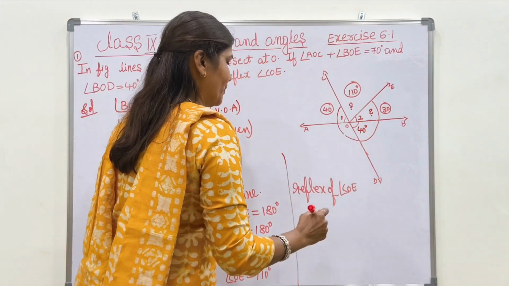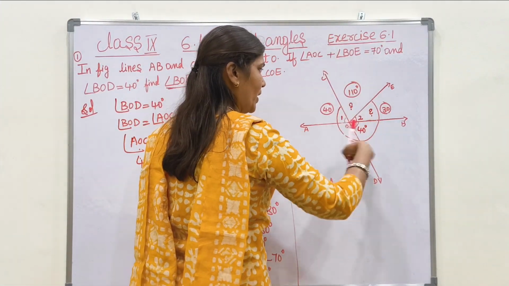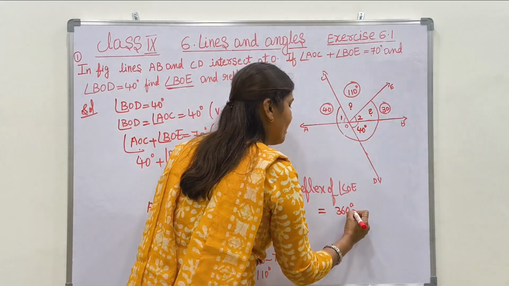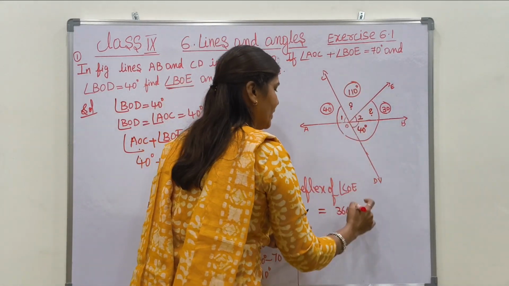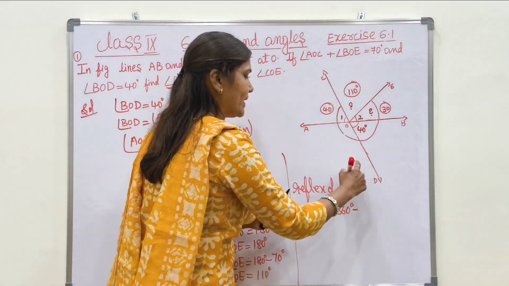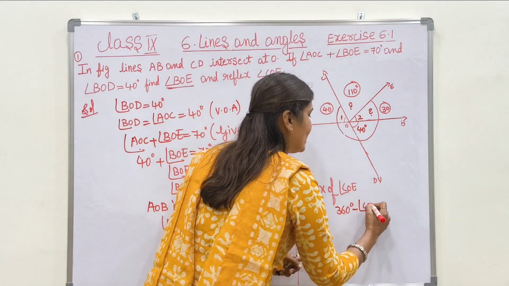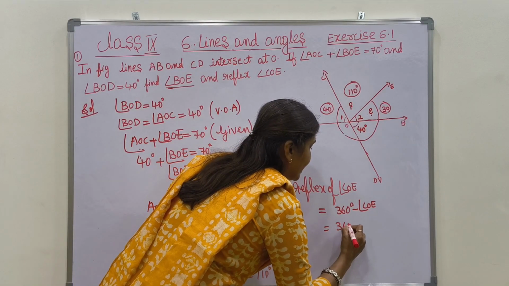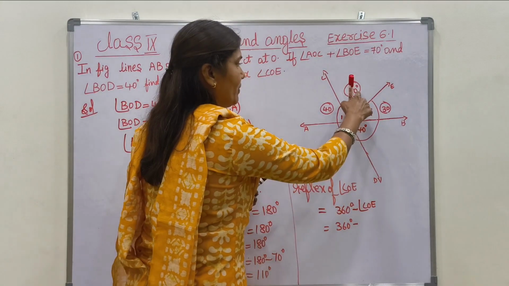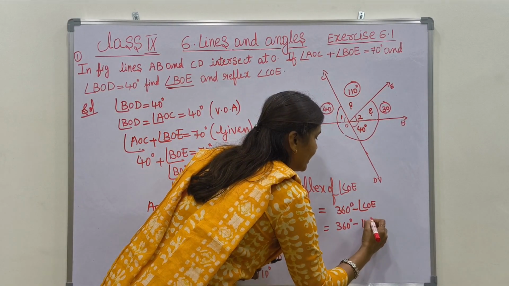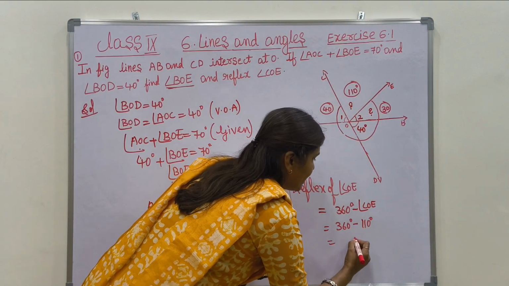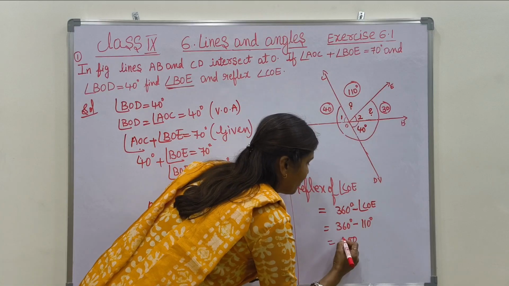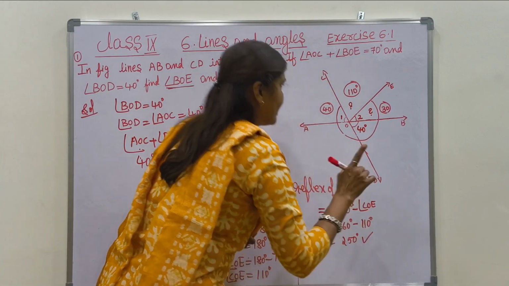So reflex of COE is equal to this full round means how much degree? One revolution means 360 degree. Reflex of COE is equal to 360 degree minus angle COE. You can do it. So now see here, 360 degree minus COE, how much degree is there? 110 degree. Now you minus it. 360 minus 110 is 250 degree. This is the answer.